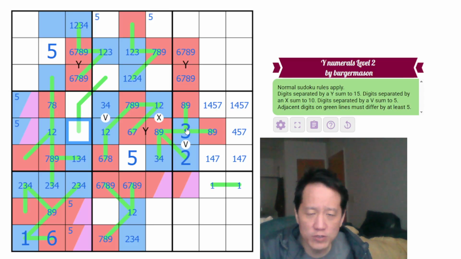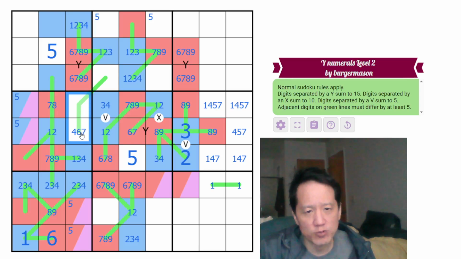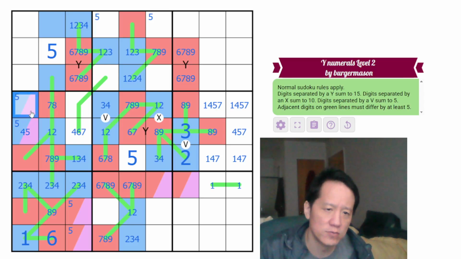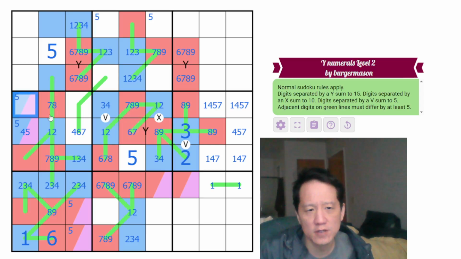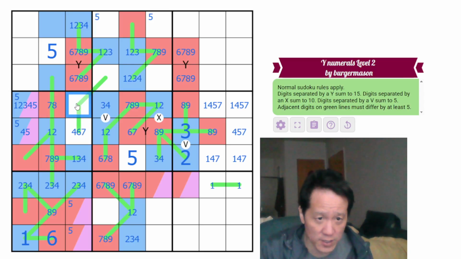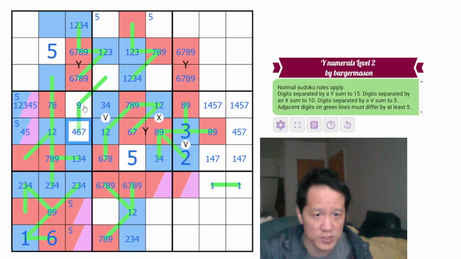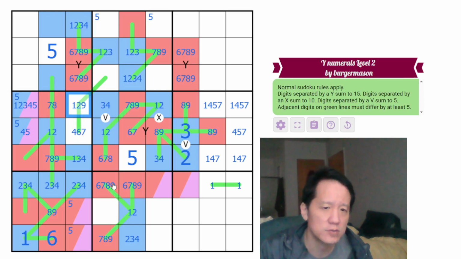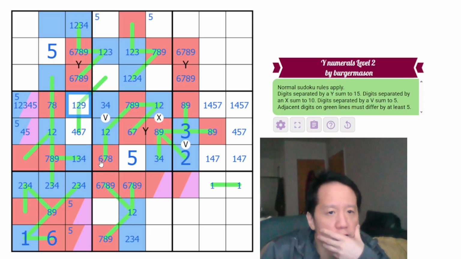This cannot be 1, 2, 3, 8, or 9. So the remaining digits can be 4, 5, 6, and 7. This can't be 5 because it's on a German whisper line. This could be 4 or 5 because this has to be low or 5. And this could be 1 through 5. So if this is 4, this becomes a 9. If this is 6 or 7, this could be 1 or 2.